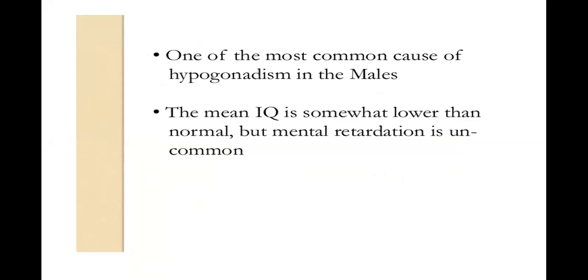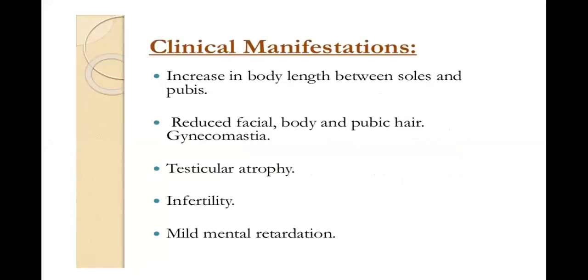The mean IQ is somewhat lower than normal, but mental retardation is uncommon in Klinefelter syndrome. Clinical manifestations of Klinefelter syndrome: increase in body length between the soles and the pubis, reduced facial, body and pubic hair, gynecomastia, testicular atrophy, infertility, and mild mental retardation.